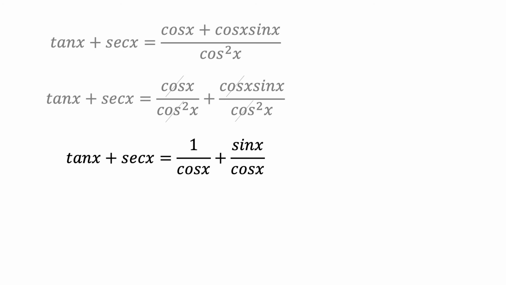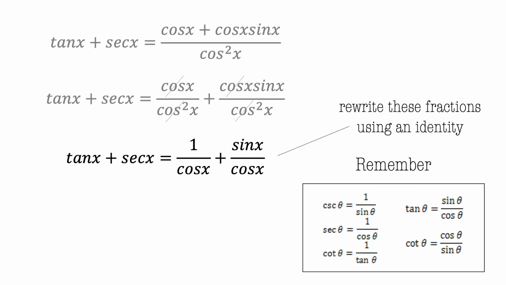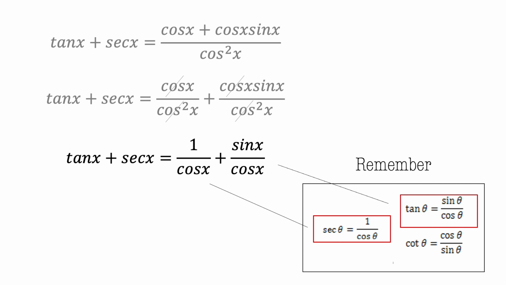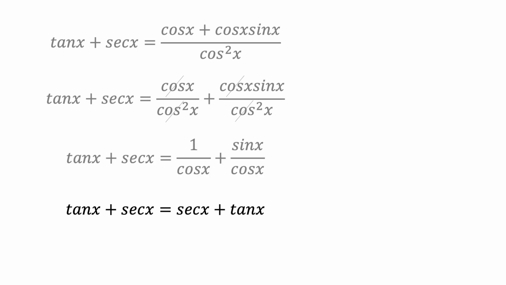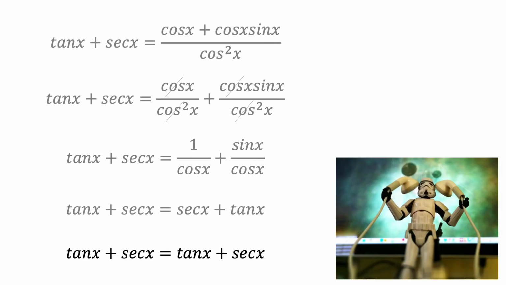We'll rewrite these fractions using an identity. Remember that the secant of x is equal to 1 divided by cosine of x, and the tangent of x is equal to the sine of x divided by the cosine of x. Once you've made that substitution, you've proved that the left side of the equation equals the right side of the equation.